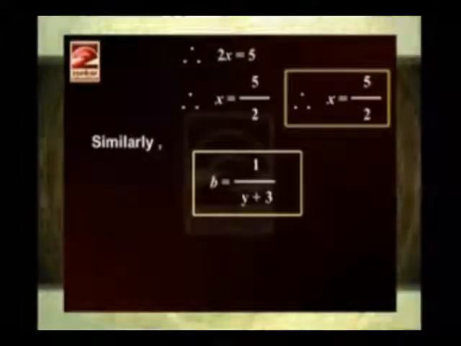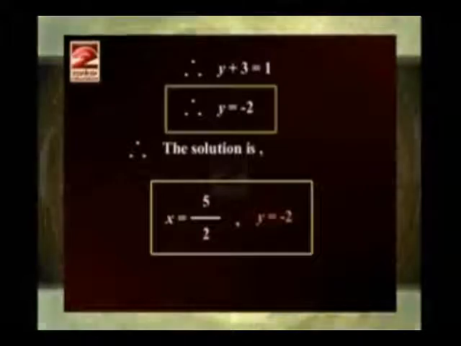Similarly, b is equal to 1 upon y plus 3. Therefore 1 is equal to 1 upon y plus 3. Therefore y plus 3 is equal to 1. Therefore y is equal to minus 2. And therefore the solution is x is equal to 5 upon 2 and y is equal to minus 2.